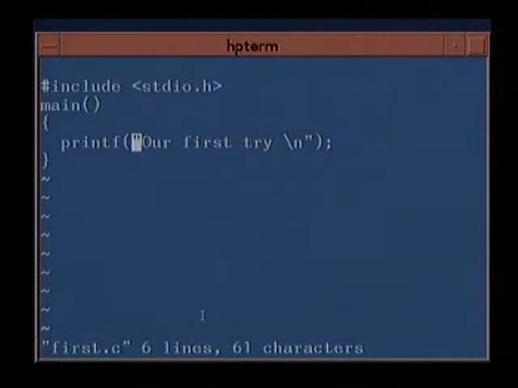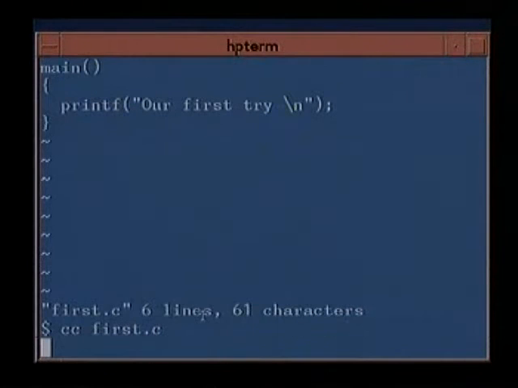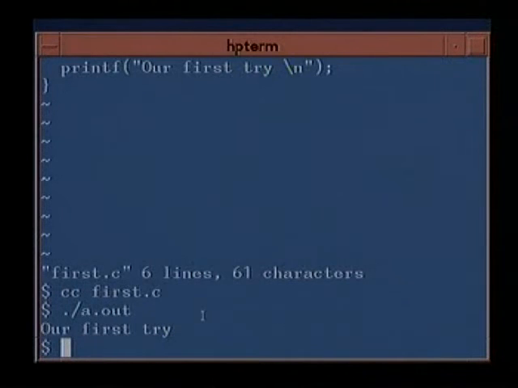We want to print our first try, and this \n is a control sequence in the print statement. \n means new line. So after printing our first try, it will give a new line. Let us see how this program works. When we run it, it gives our first try.